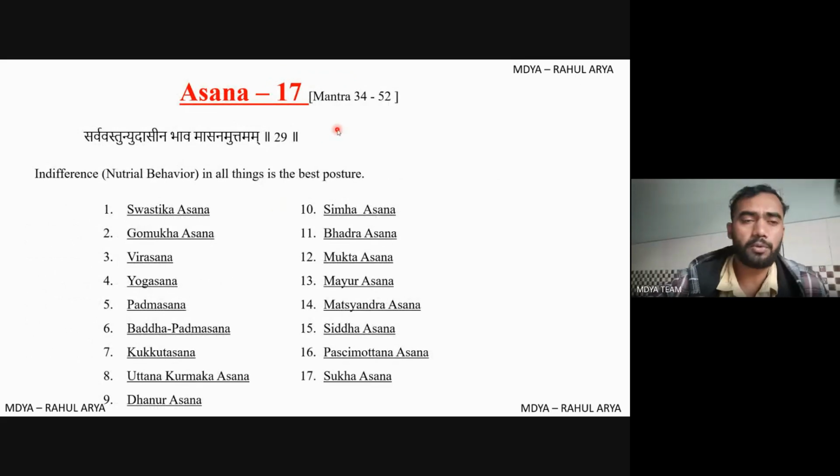Nice. Next about the asanas. It is only one text which is telling the 17 kinds of asanas. In the Pradipika you will get 15 asanas. Gheranda Samhita is different, but 17 only it is explaining. Swastikasana, Gomukhasana, Virasana, Yogasana, Padmasana, Baddha Padmasana. Yes, Padmasana and Baddha Padmasana, both it is explaining. Kukkutasana, Uttana Kurmasana, Dhanurasana, Simhasana, Bhadrasana, Muktasana, Mayurasana, Matsyendrasana, Siddhasana, Paschimottanasana, and Sukhasana. These are the total 17 kinds of asanas.